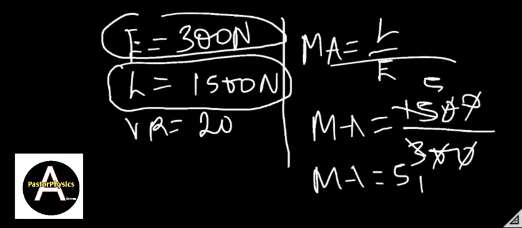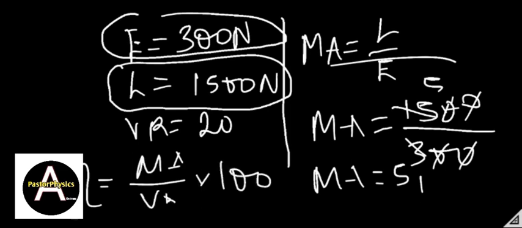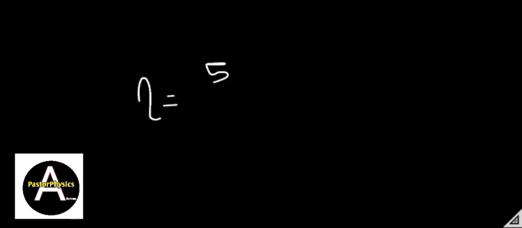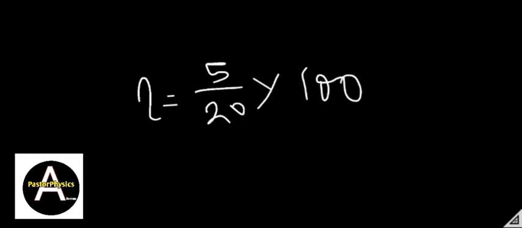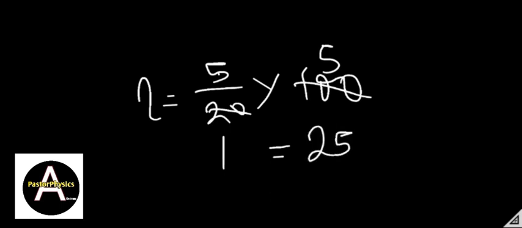The efficiency will now be, we remember the name marvelous, efficiency equals MA over VR times 100. So we have calculated MA to be 5, so the efficiency will be equal to 5 over, now the velocity ratio from the question is 20, times 100. So 20 going into 100 is 5, right? So 5 times 5 is 25. So the efficiency of the machine is 25%.